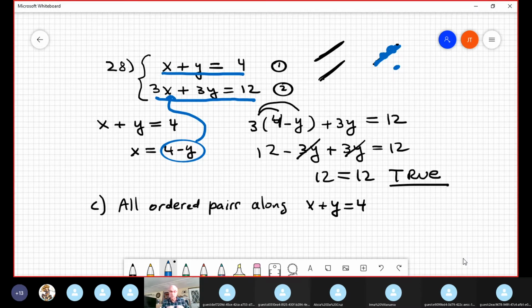Remember, in the solution of a system of equations, we have three possibilities. The most common case is that we have only one solution, when the lines intersect. Only one solution.